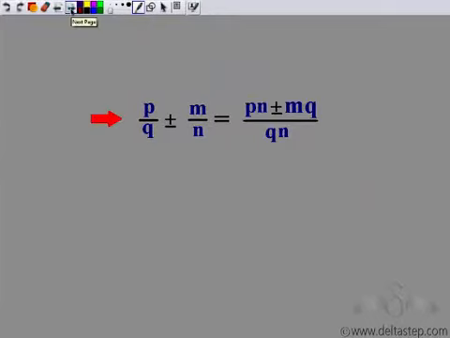So if you have two rational numbers where the denominator is not the same, just multiply the denominators, that becomes the denominator. For the numerator, cross multiply: pn plus mq. Even for subtraction, it would be pn minus mq. So the denominators can be multiplied. Further, for the numerator, cross multiply and then add or subtract.